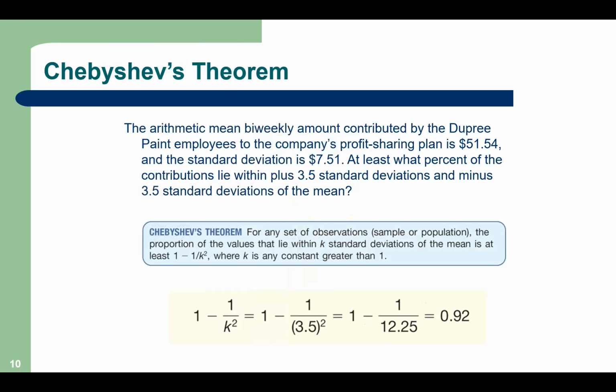Now, a very important theorem that we use to explain deviation values is known as Chebyshev's theorem. This theorem states that for any set of observations, sample or population, the proportion of values that lie within k standard deviations of the mean is at least 1 minus 1 over k squared, where k is any constant greater than 1. Let me explain with an example.